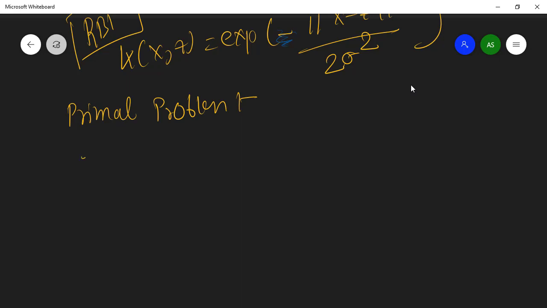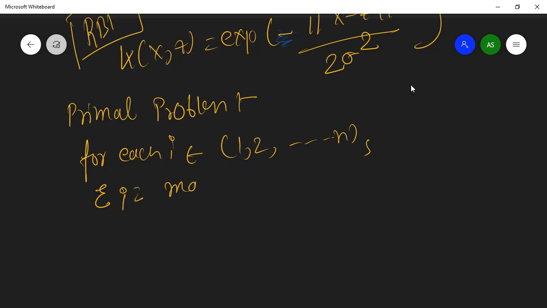So for each i, a member of 1, 2, all the way down to n, we introduce a new variable zeta, where zeta i is equal to the max of 0, 1 minus yi.